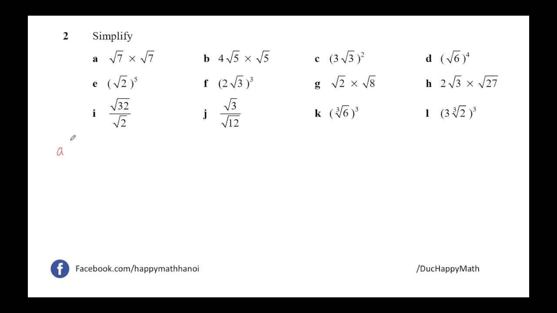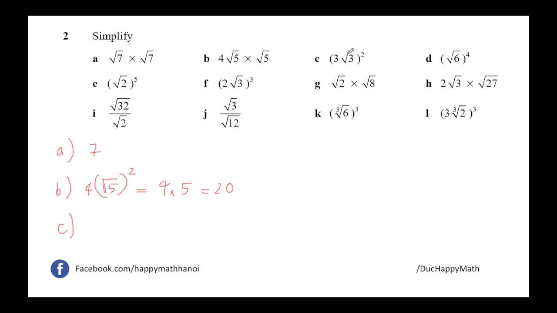Question A. Square root of 7 times square root of 7, you will get 7. Question B. 4 times the square root of 5, it means 4 times the square root of 5 squared. This means you can take 4 times 5, which is 20. C.